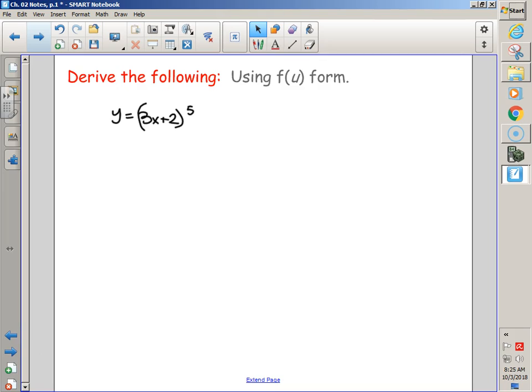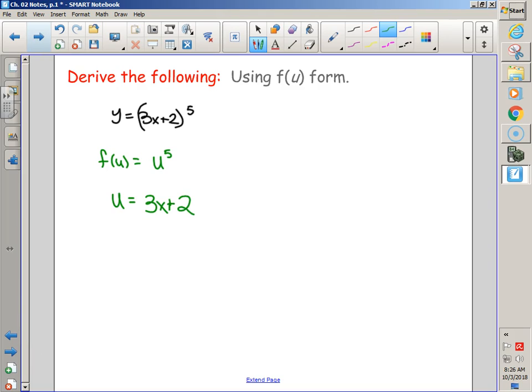I'm going to do the f of u form first, okay? The f of u form could be the following. I could rewrite this guy to be f of u equals u to the 5th. U is equal to 3x plus 2. My derivative for dy dx would equal f prime of u times u prime. If that was my phone, I really apologize. I might not have turned off the sound. F prime of u times u prime.